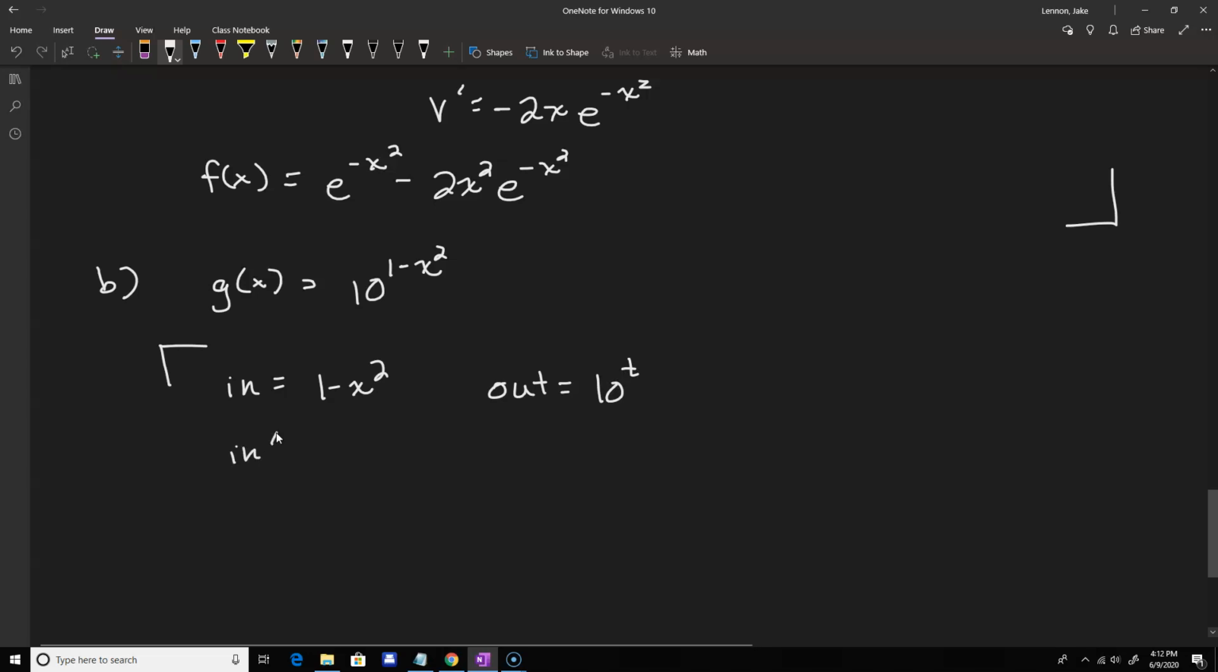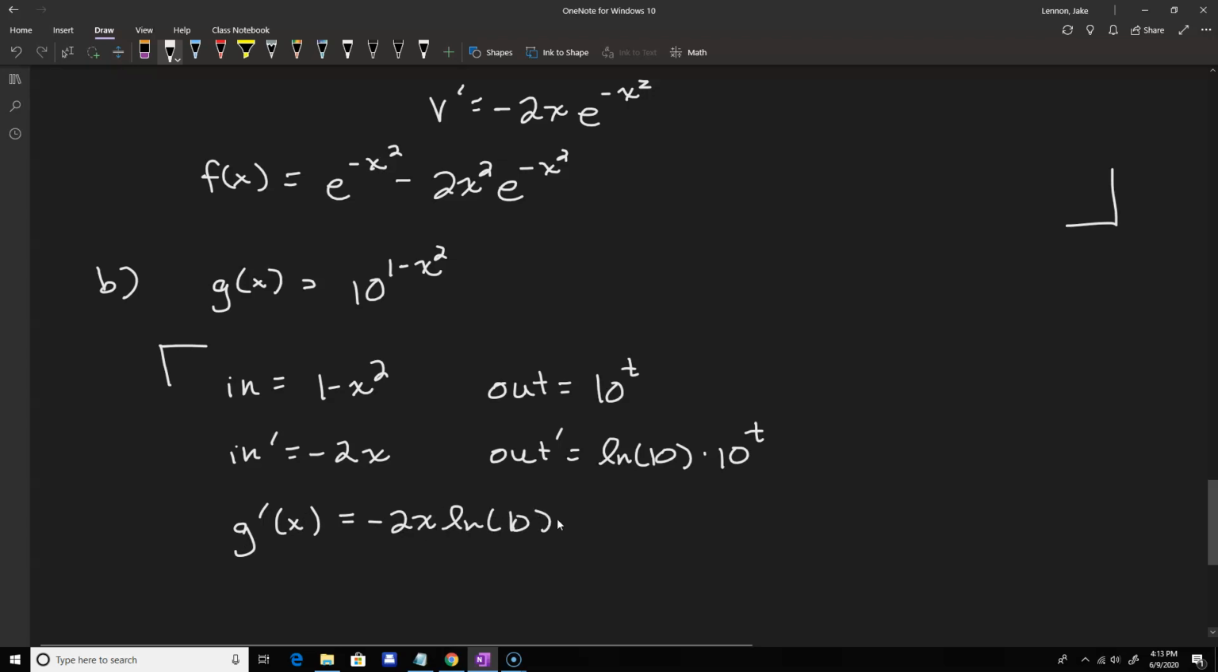So the derivative of the inside here is minus 2x, and the derivative of the outside, we have to remember, if you're taking the derivative of, say, b to the t power, you're just getting the natural log of the base times the exponential function all over again. So here we're going to have the natural log of 10 times 10 to the t. So then our derivative here, g prime of x, will be minus 2x times the natural log of 10 times 10 to the t. So pretty straightforward, but maybe you would have forgotten the derivative formula for the outside prime, so I wanted to remind you about that one.